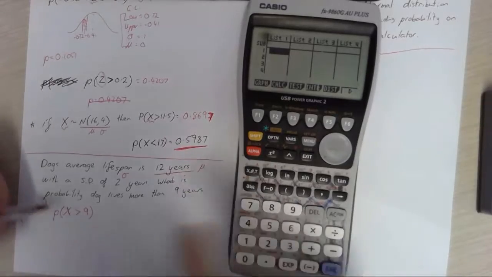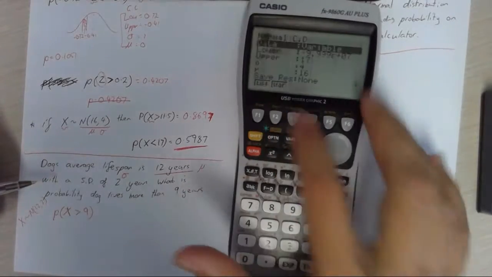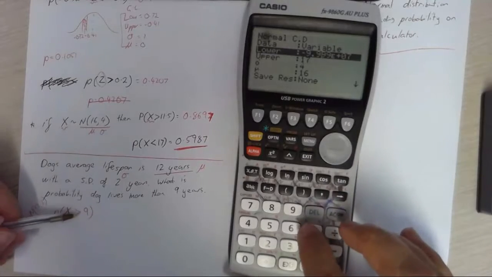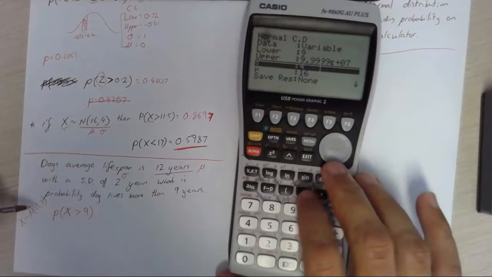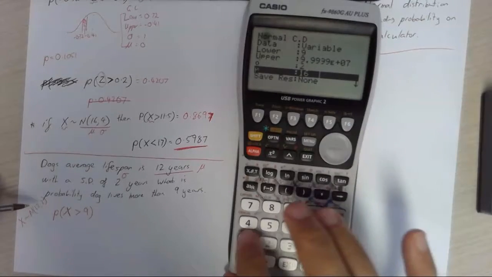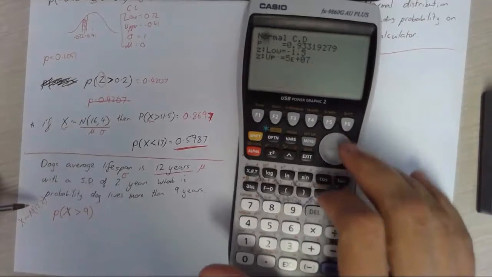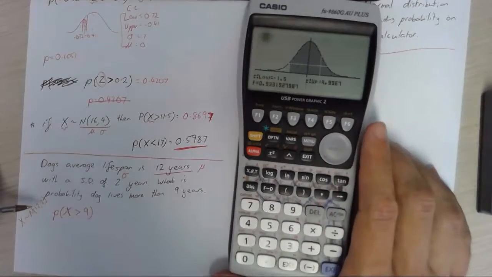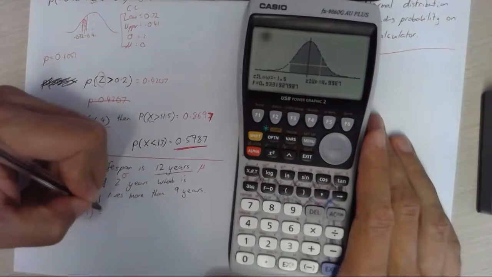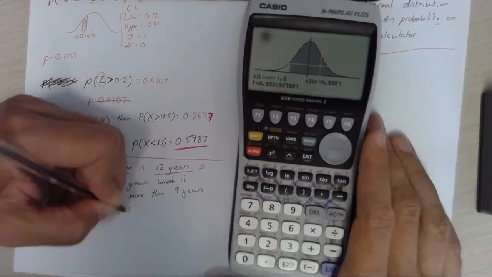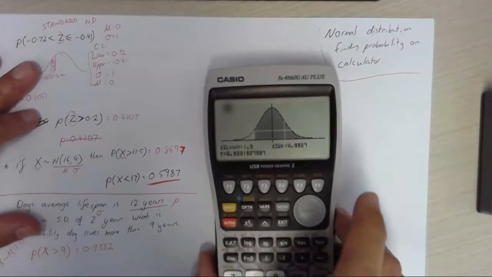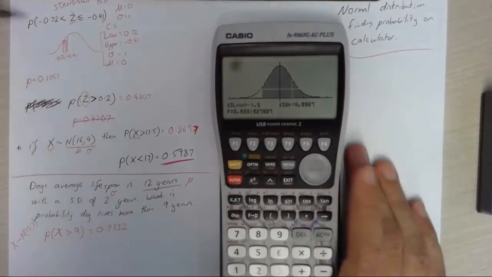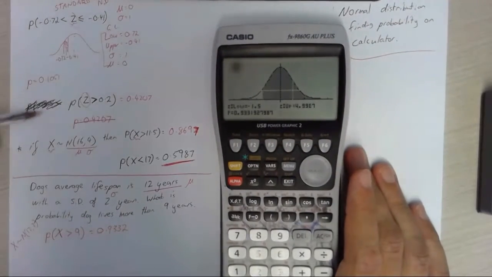Okay, so if the probability x is greater than 9, distribution, normal distribution, NCD, greater than 9, so the lower is 9, the upper is a very, very large number, and the standard deviation is 2, mean 12. Draw it. And there we have it. The probability is very high. It's 0.9332. That's how you calculate standard normal distributions on your calculator, both standards when you see the z, and just normal distributions where you're given the mean and the standard deviation.